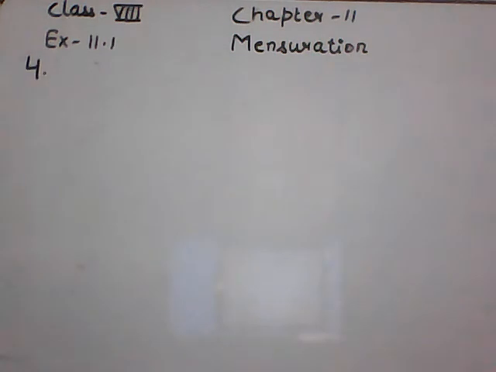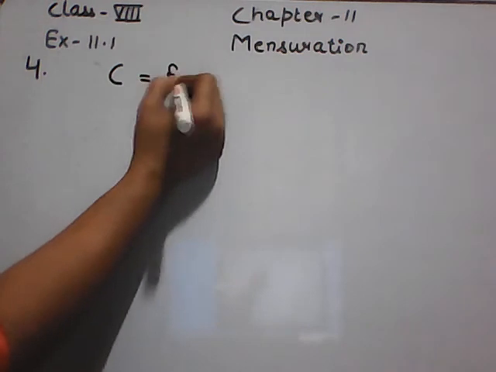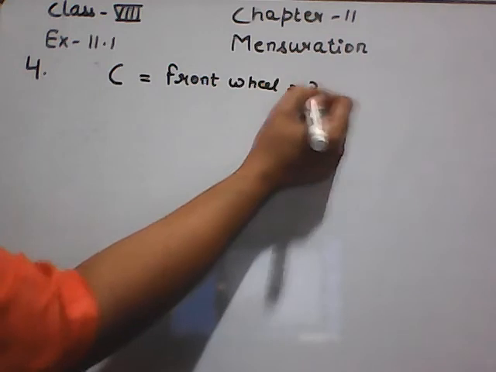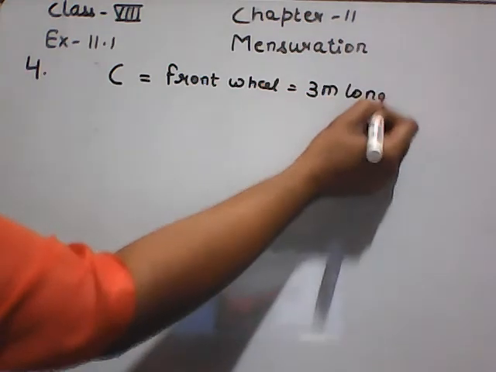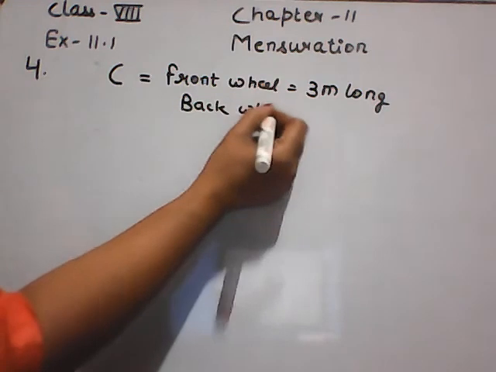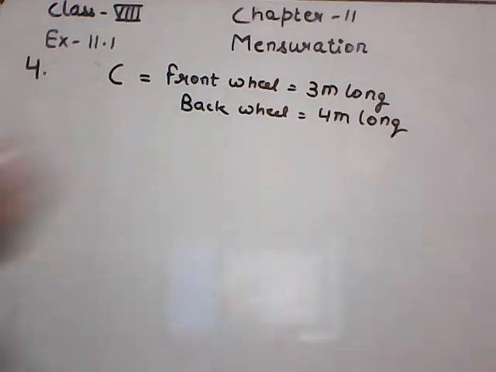In question number 4, it is given to you the circumference of the front wheel of a car is 3 meter long. And that of the back wheel is 4 meter long. What is the distance travelled by the car when the front wheel makes 5 more revolutions than the rear wheel?